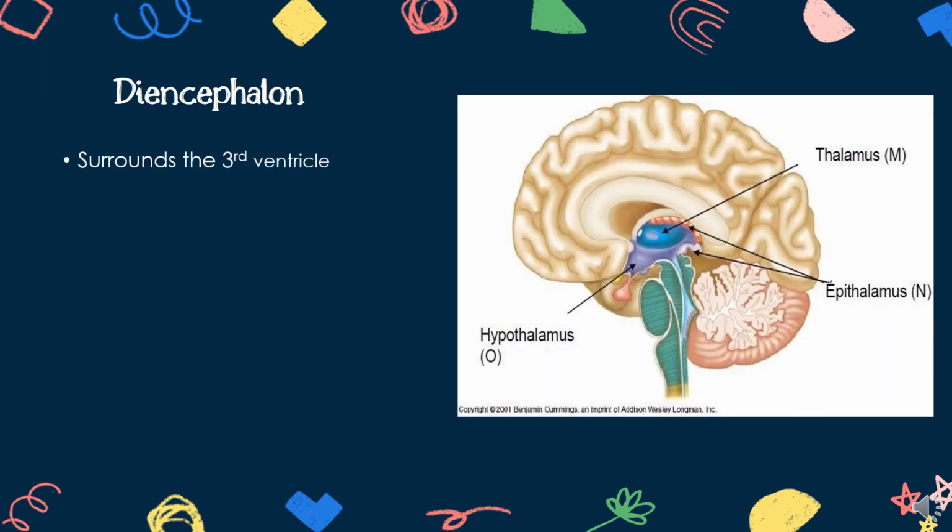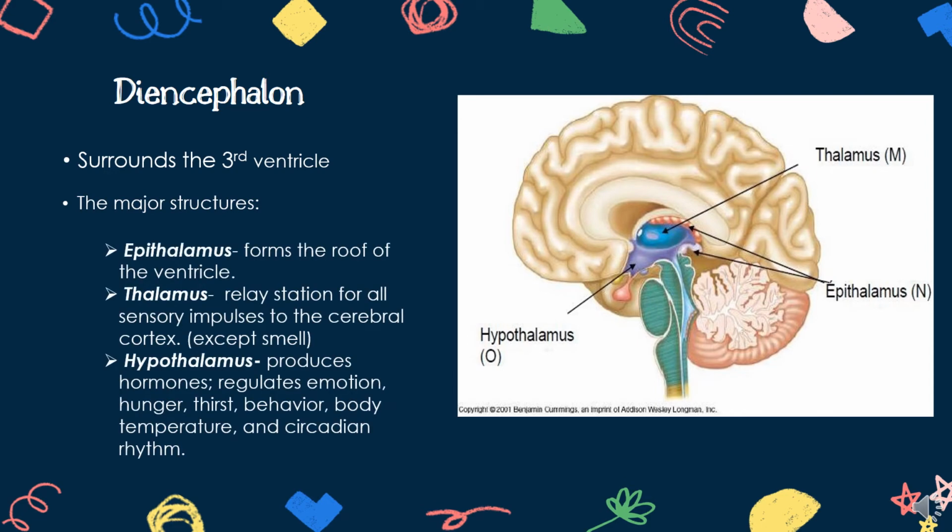Next is the diencephalon. The diencephalon surrounds the third ventricle. It has 3 major structures: the hypothalamus, thalamus, and epithalamus. Epithalamus forms the roof of the ventricle. Thalamus is the relay station for all sensory impulses to the cerebral cortex except smell.